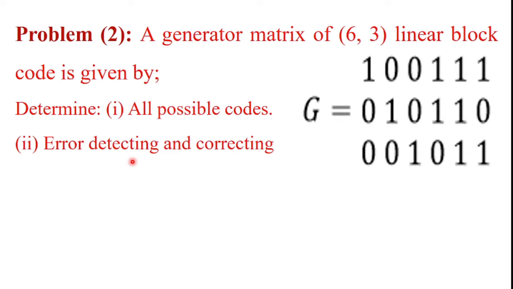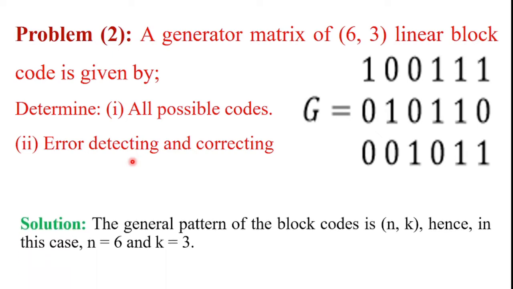Now coming to the solution, the general pattern of the linear block code is (n, k). Here the given block code is (6, 3). So comparing the (6, 3) block code with the standard representation of the (n, k) block code, we get n is equal to 6 and k is equal to 3.